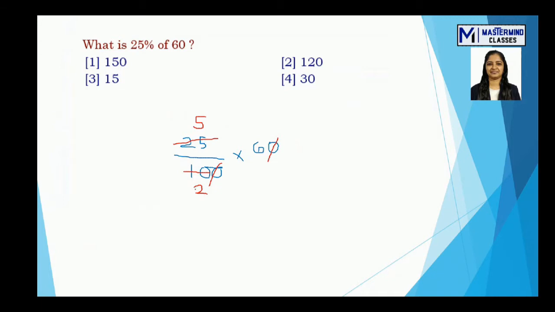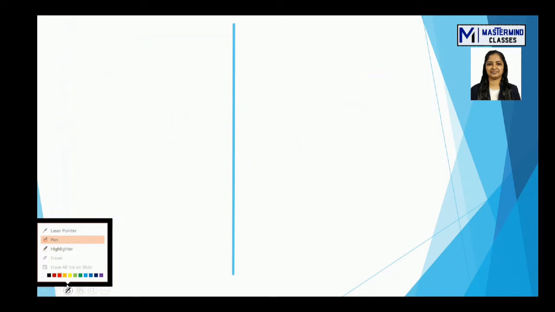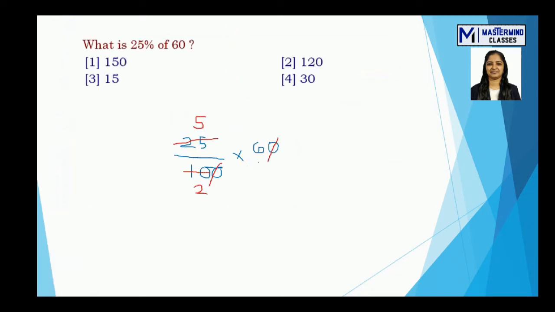Now, you can see you have a 2 over here and a 6 over here. So, you will further reduce: 2 ones are 2 and 2 threes are 6. Then you have to multiply what you have in the numerator, that is 5 and 3. So 5 threes are 15. So your final answer is 15. That is option number 3.